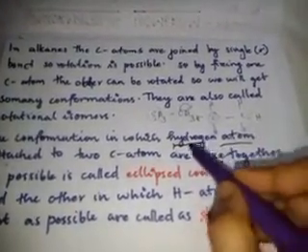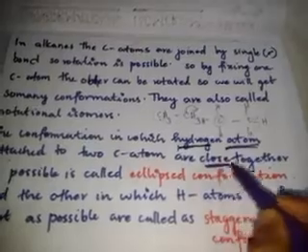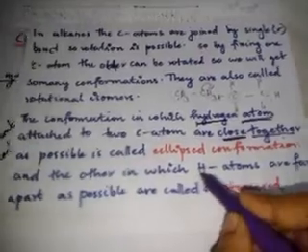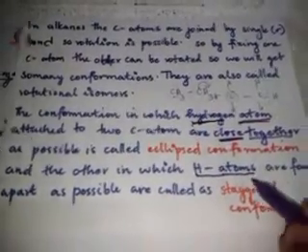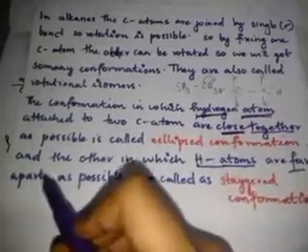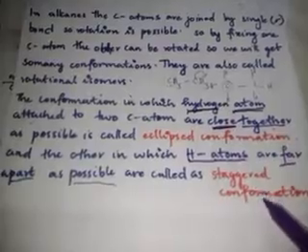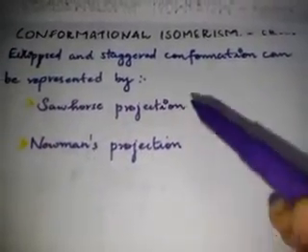The conformation in which the hydrogen atoms attached to the 2 carbon atoms are as close together as possible is called eclipsed conformation. In eclipsed conformation the hydrogen atoms are close together, and the other conformation, in which the hydrogen atoms are as far apart as possible, is called staggered conformation. The eclipsed and staggered conformations can be represented by Sawhorse projection and Newman's projection.